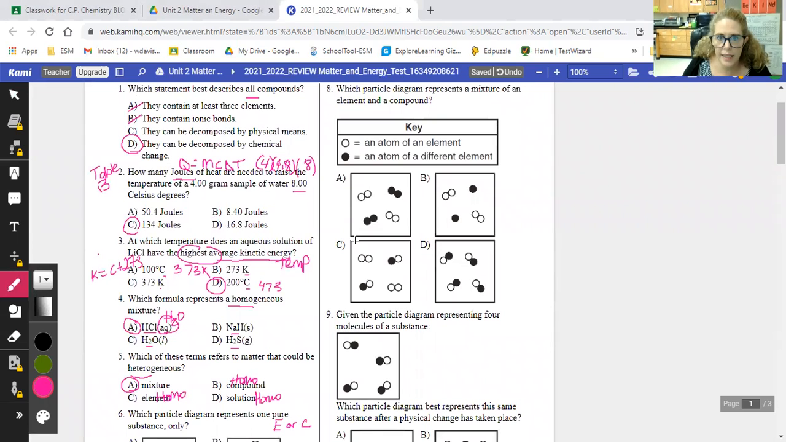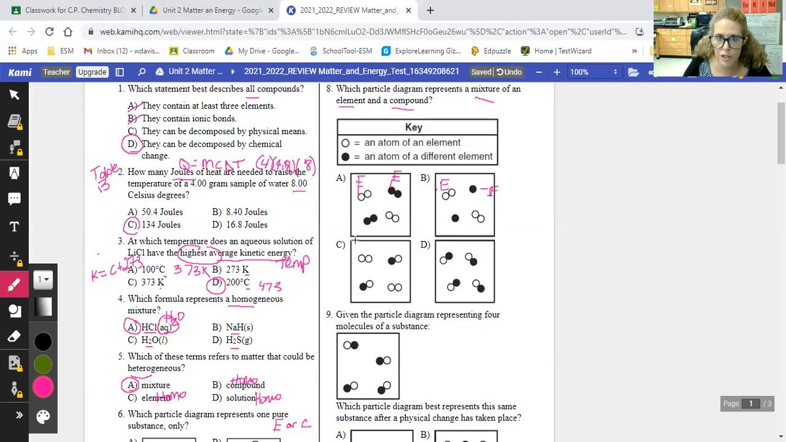All right, so now I need a mixture of an element and a compound using my key, right? So I have one atom of an element and a different element. So I want an element and a compound. So this is one element. This is a different element. That's not an element and a compound. This represents an element. This also represents an element.